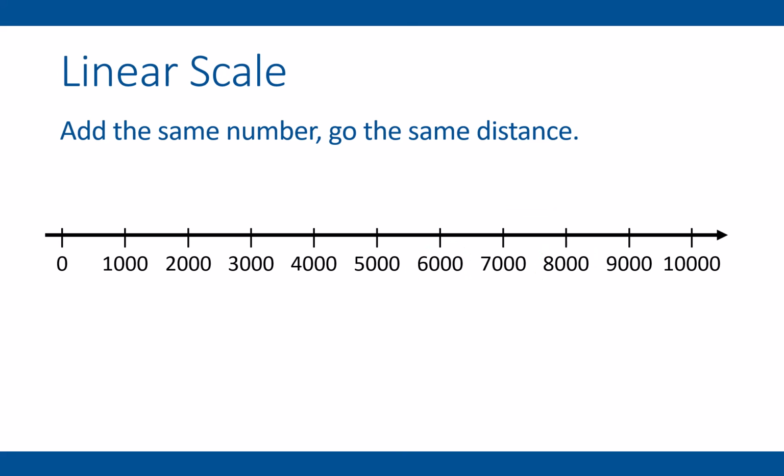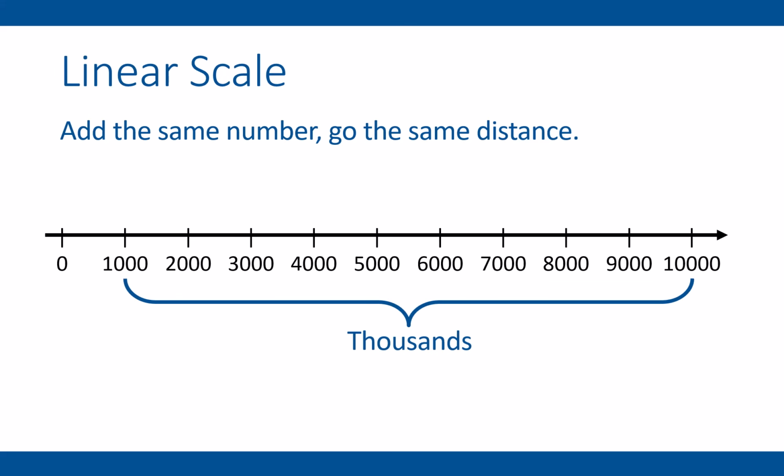How do our orders of magnitude fit on this graph? Everything between 1,000 and 10,000 is in the thousands. That's most of the graph. The ones, tens, and hundreds are all squished together on the left end, in this little space between 0 and 1,000. On this scale, we can't tell the ones and the tens apart.